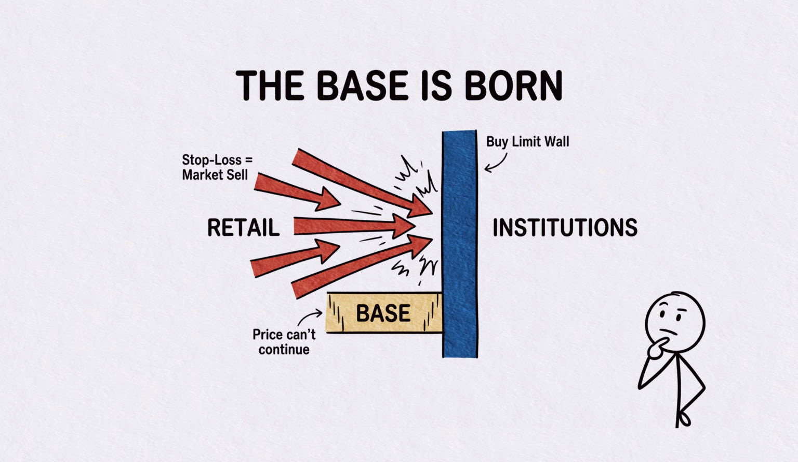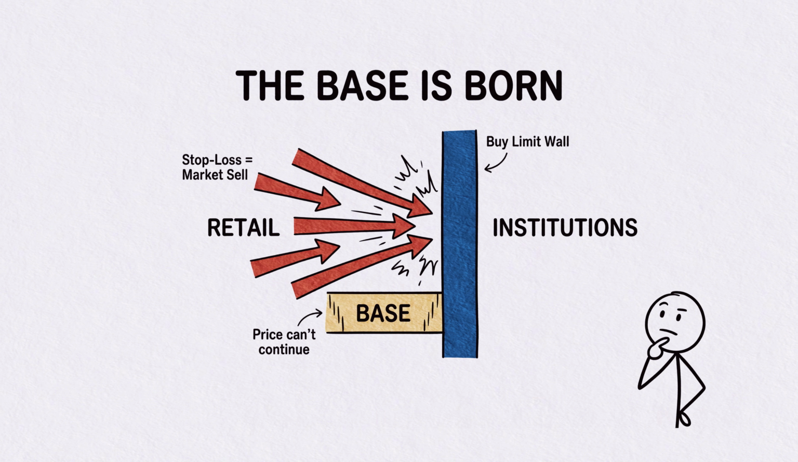A note: when I say institutions, I don't mean a single entity acting in coordination. What I mean is the aggregate behavior of multiple large funds and algorithms that creates a common footprint readable on the chart. Like a river's current, no one commands each drop of water, but the flow still has a clear direction. When market slams into limit, if limit is large enough, price can't continue.